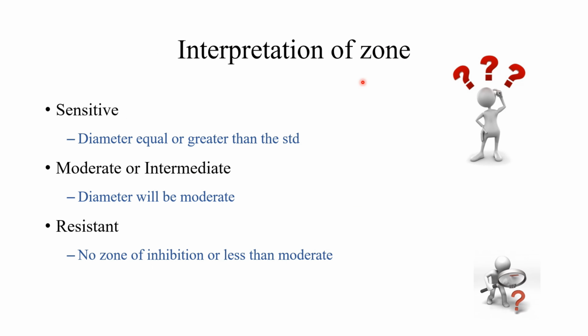Interpretation of zone: the zone can be interpreted as sensitive, moderate or intermediate, or resistant. Sensitive means the diameter we measured will be equal to or greater than the standard, and we will call it sensitive. If the diameter is moderate, we can say that our interpretation is intermediate. Resistant means there is no zone of inhibition or less than the moderate, and we will call it resistant.